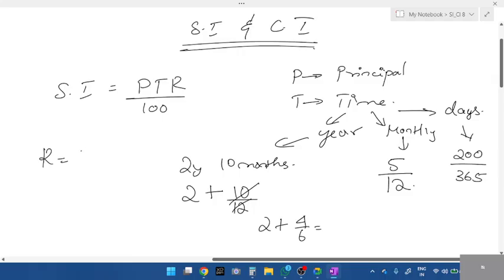R is rate percent. R is percentage. Rate percent. SI stands for simple interest. Interest is equals to PTR by 100. Principal, time, rate, and time in monthly and days.